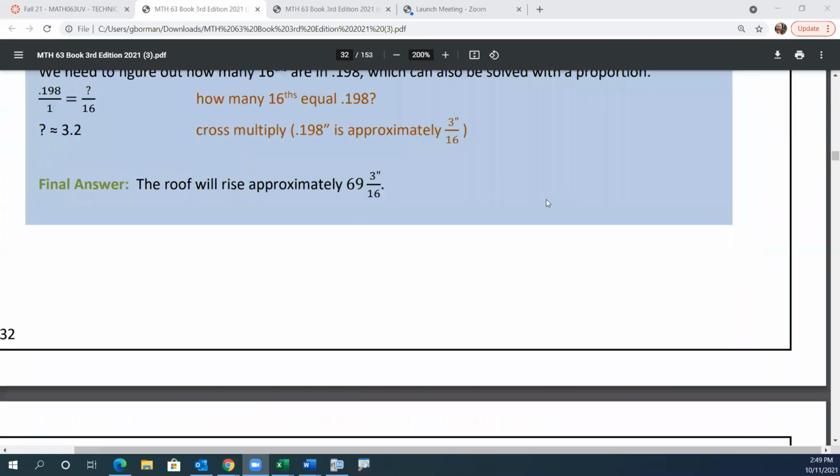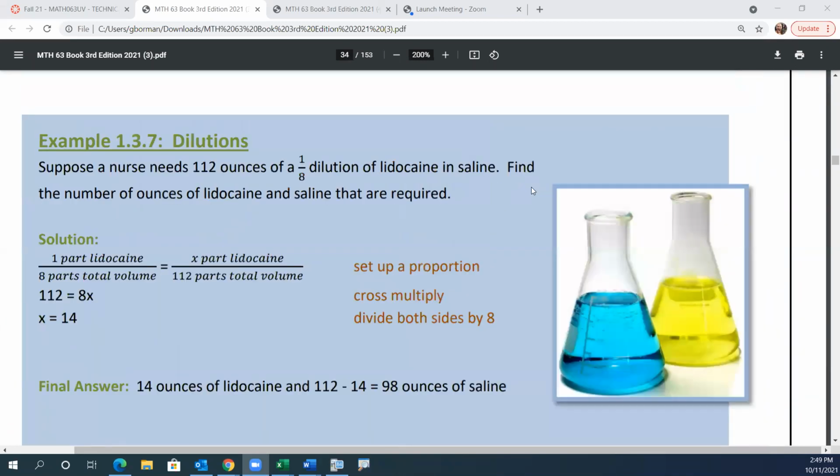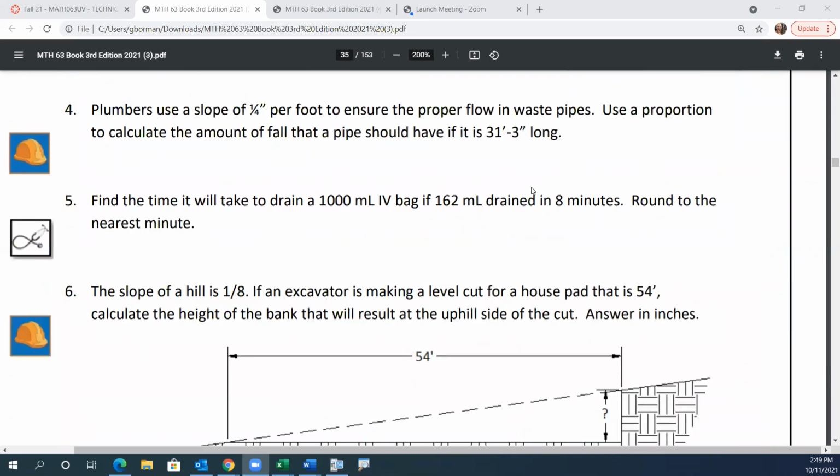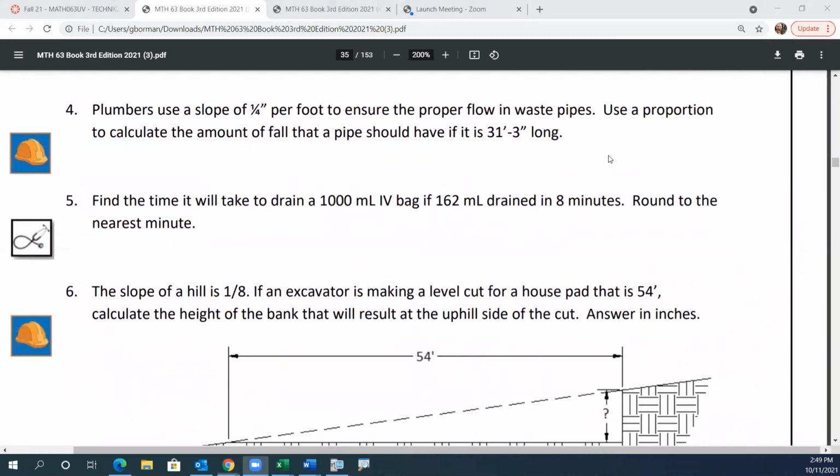How about problem number 4 in the homework area? All right, so problem number 4. Plumbers use a slope of 1/4 inch per foot to ensure the proper flow in waste pipes. So like under your house or in the sewage line between the houses or whatever, the pipe is like this. We don't want it to be horizontal, because then nothing goes anywhere. We don't want it to be vertical, that'd be dumb.